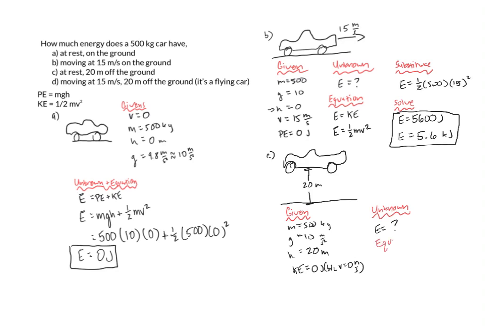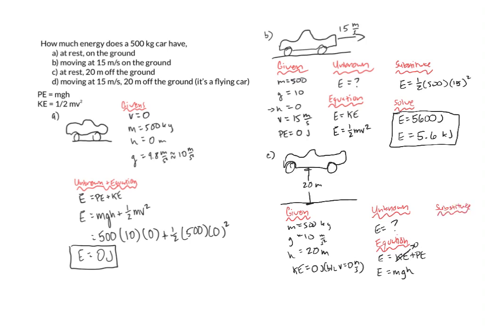And again, my equation is going to be essentially the same as my other problems, where my total energy is equal to my kinetic energy plus my potential energy. My kinetic energy is 0, so my energy is just equal to my potential energy, which is m times g times h. And I am now ready to substitute and solve. So let's go ahead and do that.